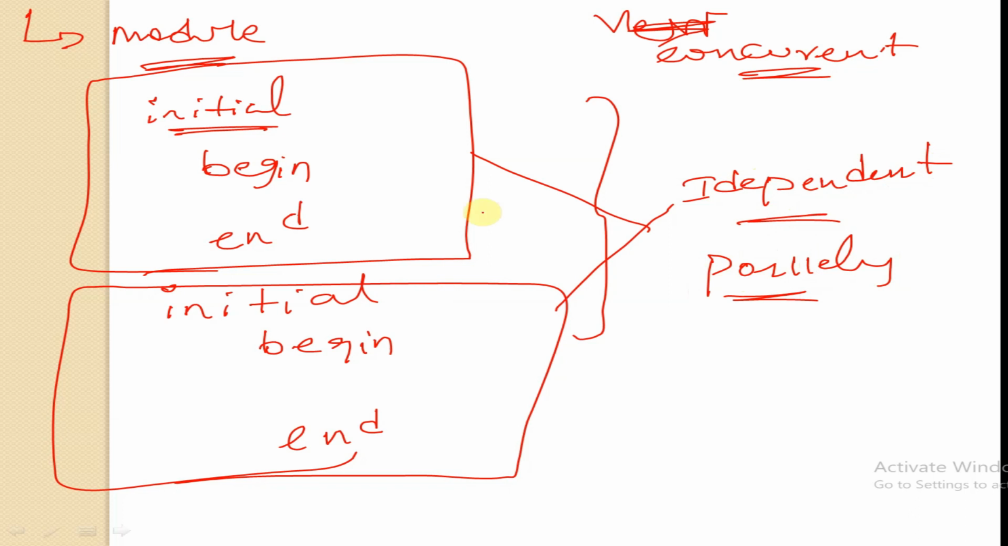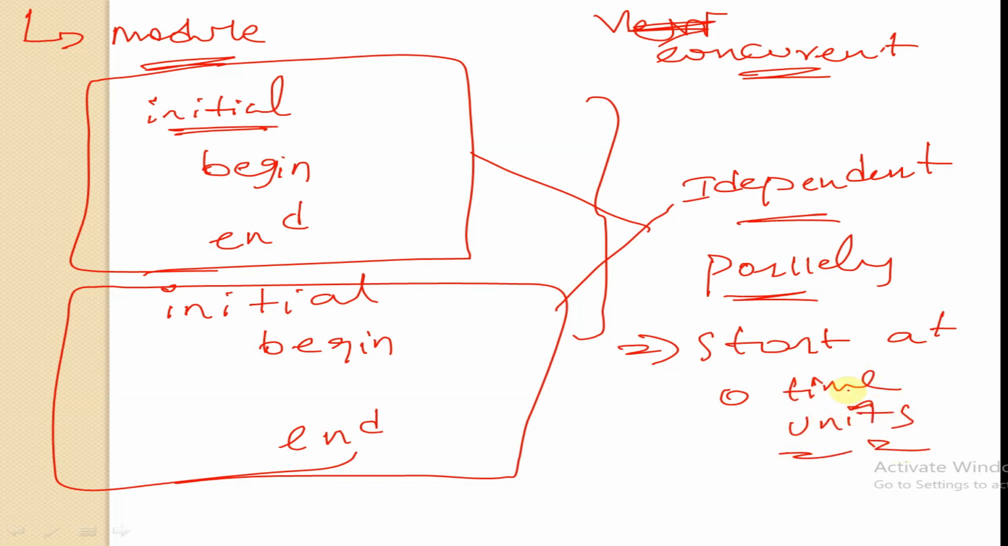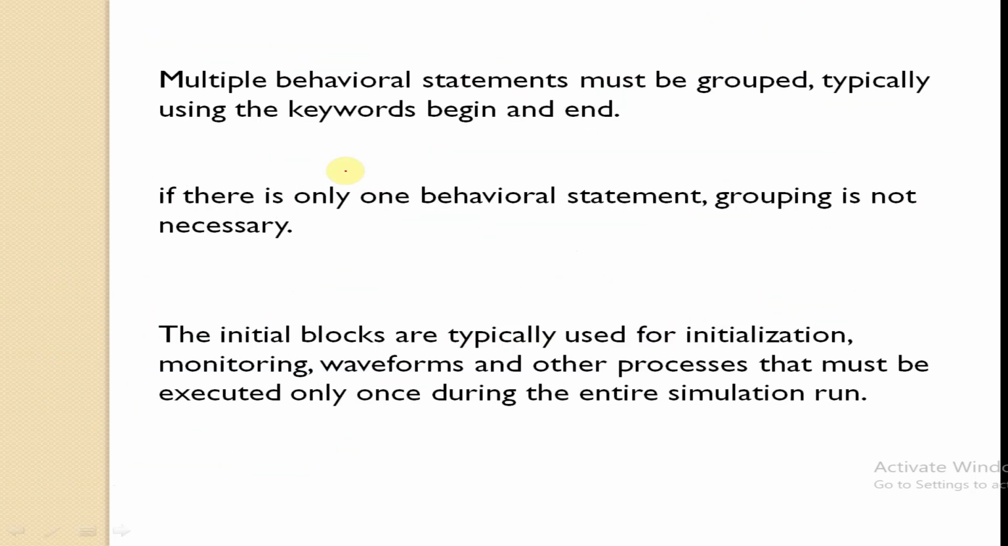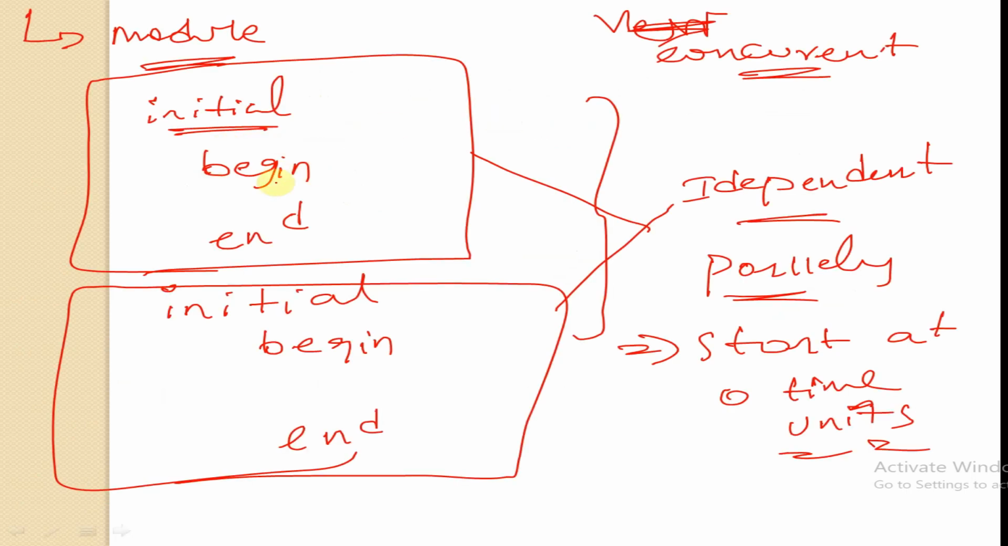So each initial begin end block is independent of each other, and these two blocks will run parallelly, and these two initial blocks will start at 0 time units. So this is the case when there are multiple initial statements in our model: each block will start to execute concurrently at time 0, and each block finishes execution independently of other blocks. There is no dependency between the two initial blocks, and multiple behavioral statements must be grouped typically using the keywords begin and end.